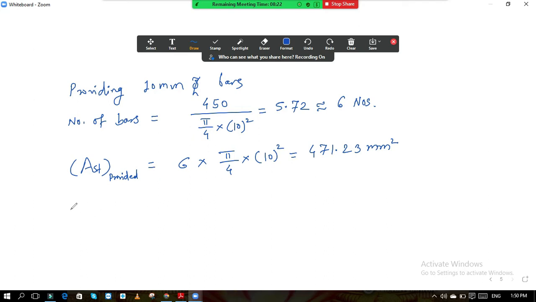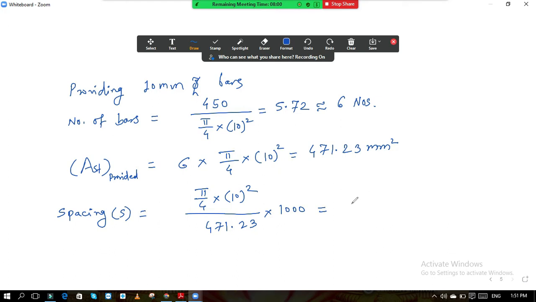Now calculate the spacing. So the spacing S is equal to, how do we calculate the spacing? Area of single bar. This already we have studied so many times. Area of single bar divided by total area multiplied by width. That is per meter analysis is going on. If you solve this, it works out to be 166.66 mm, which we will round down to 166 mm center to center.